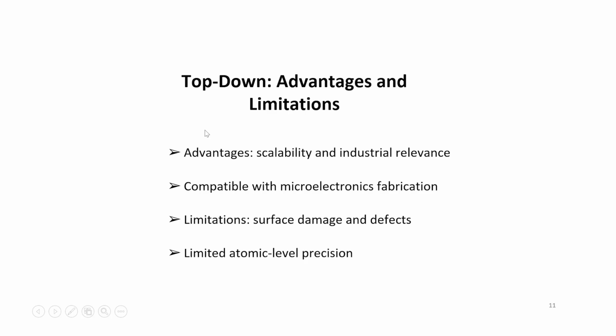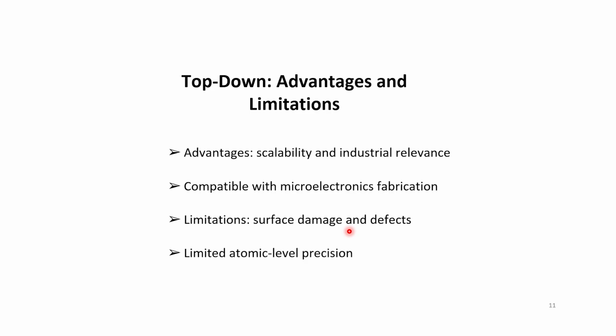So what are the advantages of this method? Advantages is that it is scalable and of industrial relevance. So you want to create something on a large scale for an industrial purpose, then you choose the top-down approach. Comparable with microelectronics fabrication. And also if you want something of higher purity, then you go for top-down approaches. Then limitations is that there may be surface damage and surface defects.